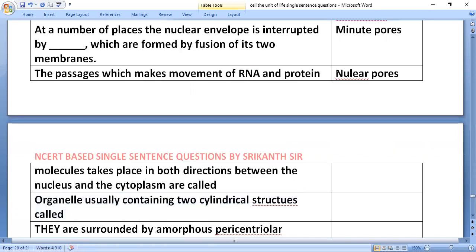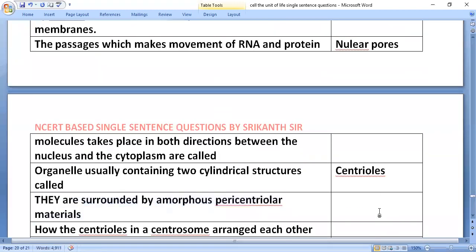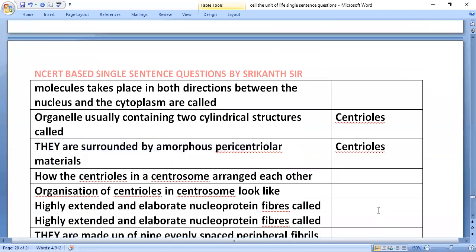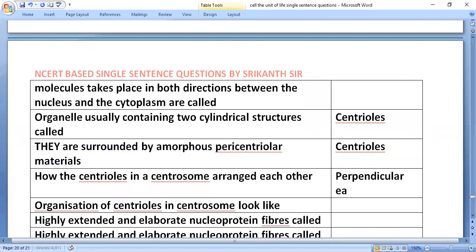Organelles usually containing two cylindrical structures are called centrioles. They are surrounded by amorphous pericentriolar material. How are the centrioles in a centrosome arranged with respect to each other? Perpendicular to each other. The organization of the centrioles in the centrosome looks like a cartwheel.